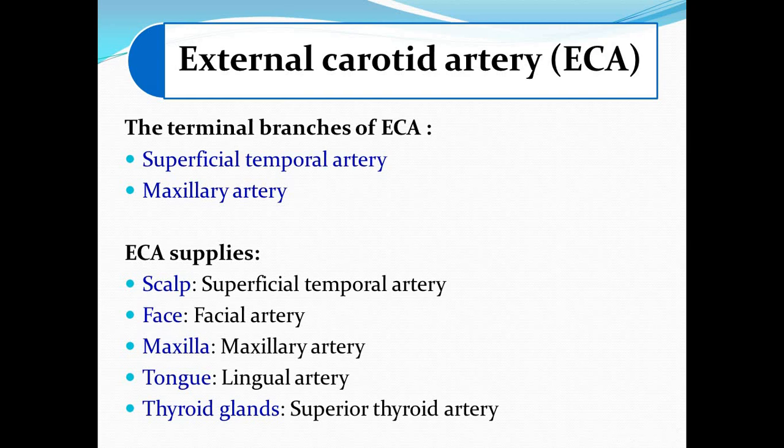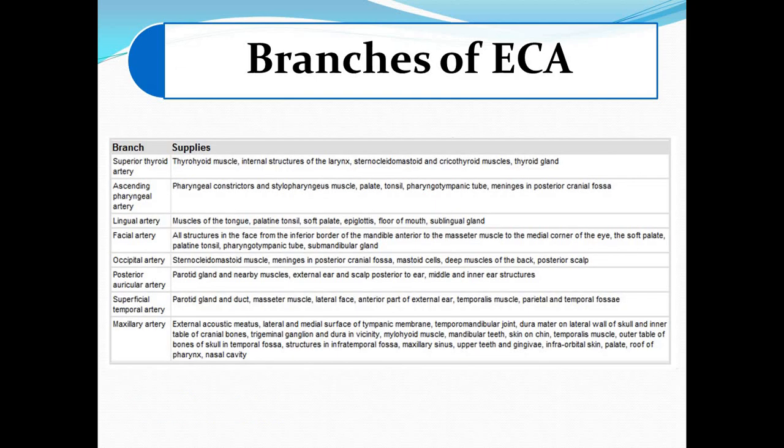The face is supplied mainly by the facial artery. The maxilla by the maxillary artery. The tongue by the lingual artery, and the thyroid gland by the superior thyroid artery. These are the main suppliers, but there are some other anastomoses and other branches from other arteries.